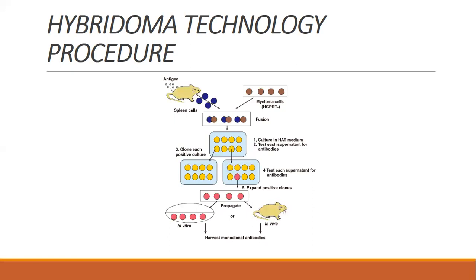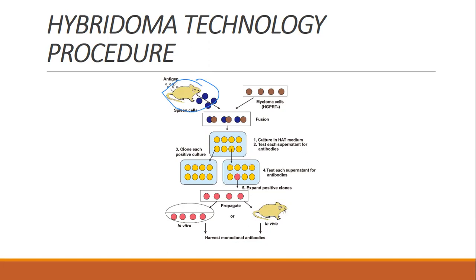Here, this is an overview regarding the hybridoma technology. The overview is like that. So the general overview of the hybridoma procedure is like this, like the mouse. The mouse is immunized by a specific antigen injection against which monoclonal antibodies have to be produced.